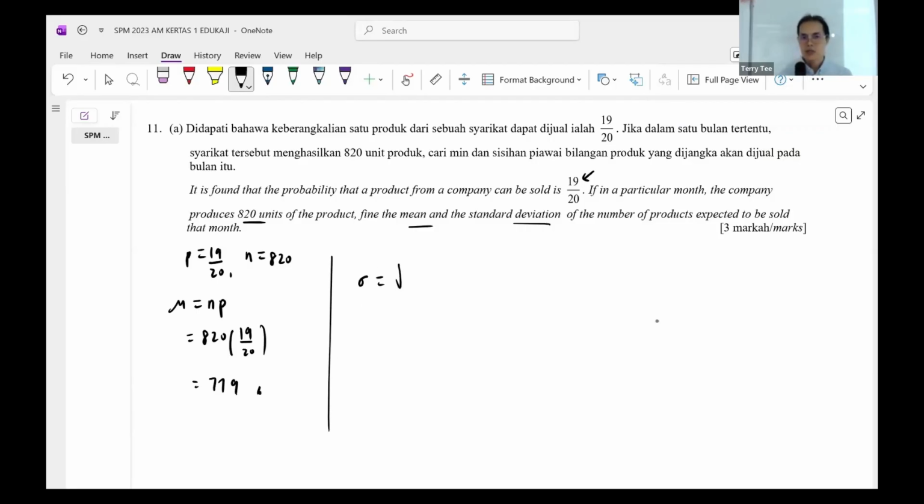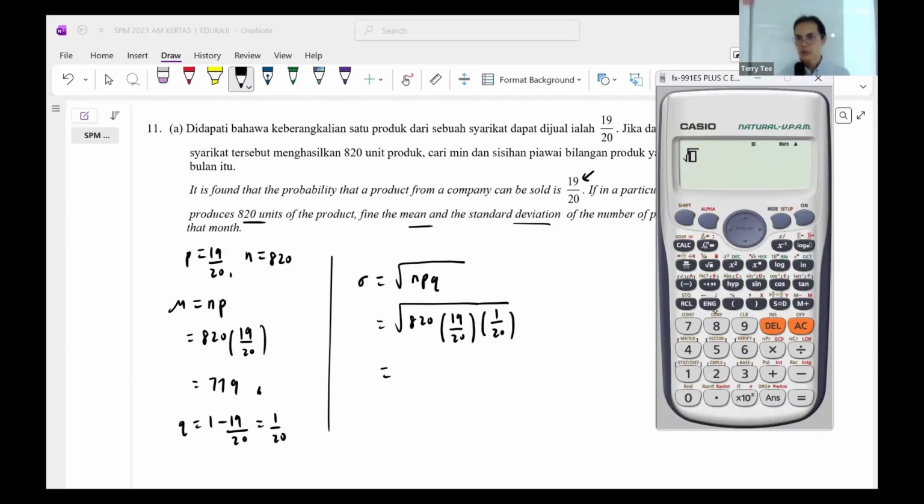And how about standard deviation? Standard deviation is given as the square root of npq. I know my n, 820. I know my p, 19/20. Okay, how to find q? My q is actually 1 minus p, which gives us 1/20. You can write 1/20 straight away. Okay, use your calculator: square root of 820 times 19/20 times 1/20. You should get 6.241, to 4 significant figures.